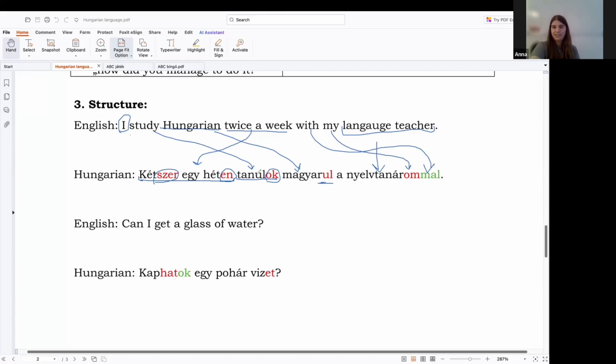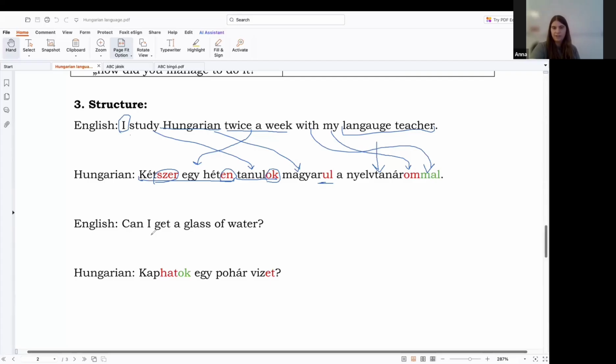And as you can see, almost every word has a suffix, right? So: twice a week, I study the Hungarian language with my Hungarian teacher. So when people say that it's really hard, I think this is one reason why it's hard for so long, until these structures become a bit more automatic, because almost every word you have to think, okay, what's the suffix here? So that makes it difficult.